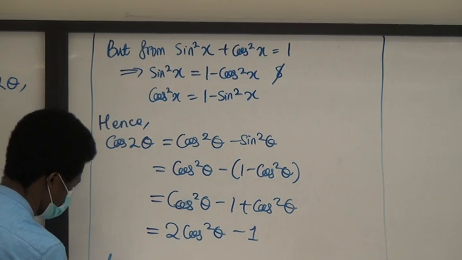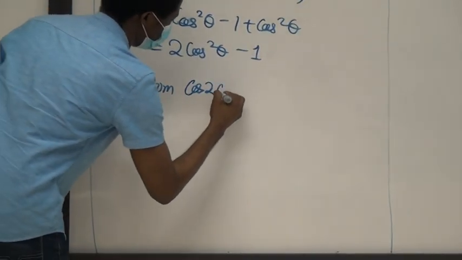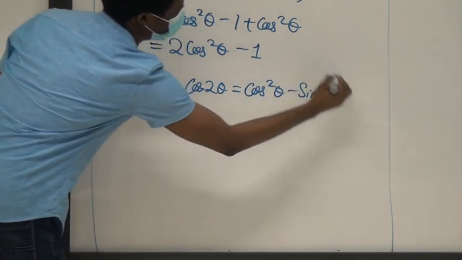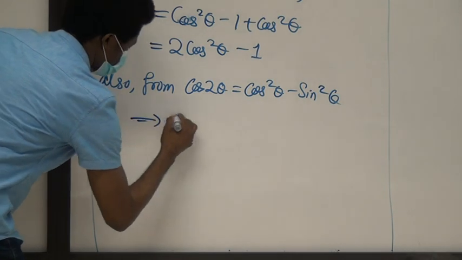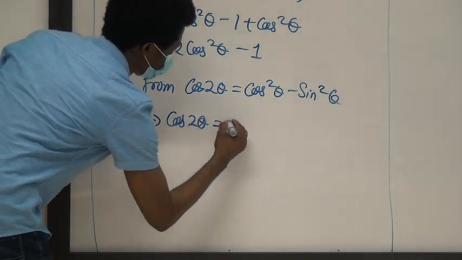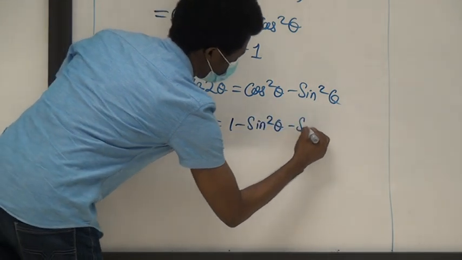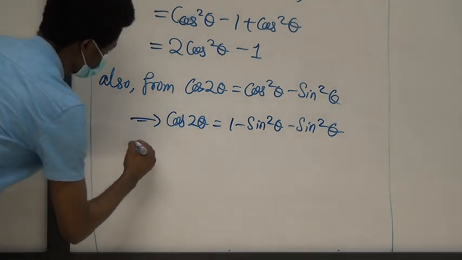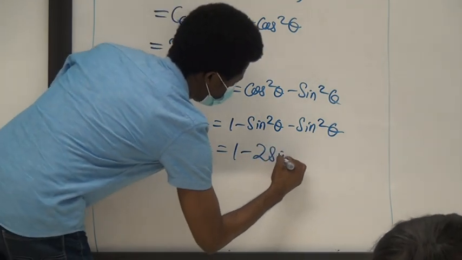Also, from cos 2 theta equals cos squared theta minus sine squared theta, I'm going back again to the beginning and then substitute this. It means cos 2 theta equals, what is cos squared? 1 minus sine squared. Then minus sine squared again. Right? And that gives another identity. Cos 2 theta equals 1 minus 2 sine squared theta.